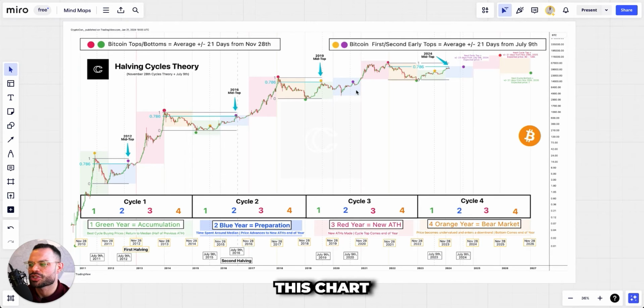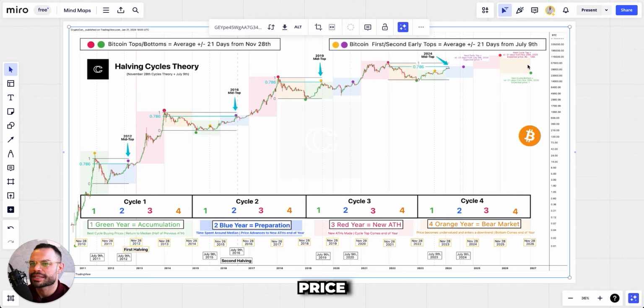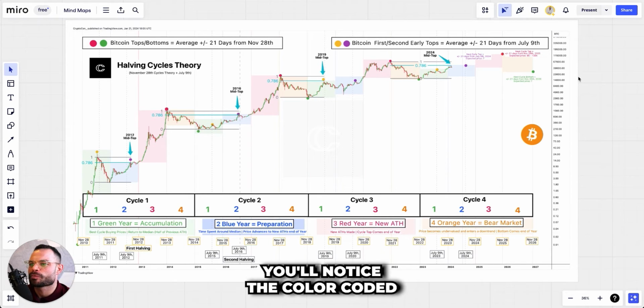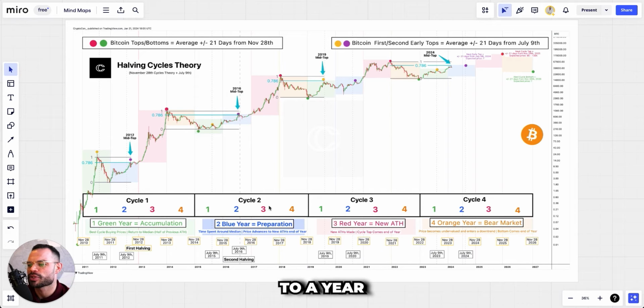So obviously this chart is mapping out the entire price performance of Bitcoin all the way back to 2009, 2010. And you'll notice the color-coded chart here with these various different colors over the years. Each color is basically mapped to a year. Breaking it down, we've got 4 different colors representing the 4 different phases of each 4-year cycle.